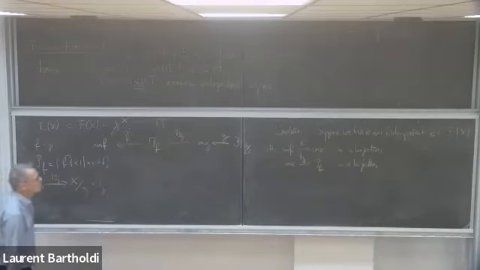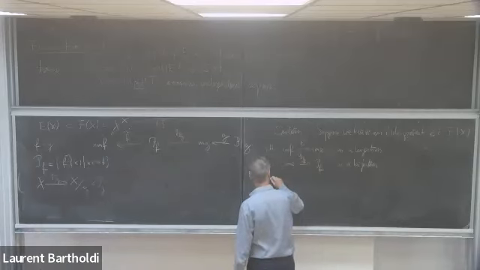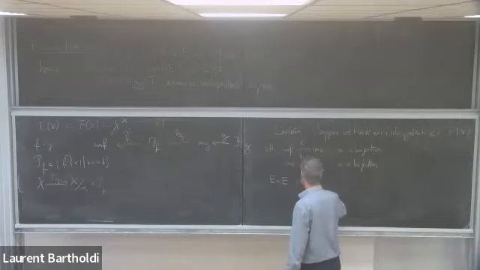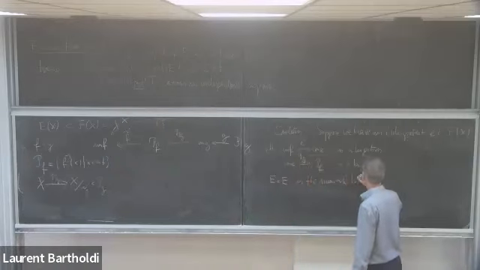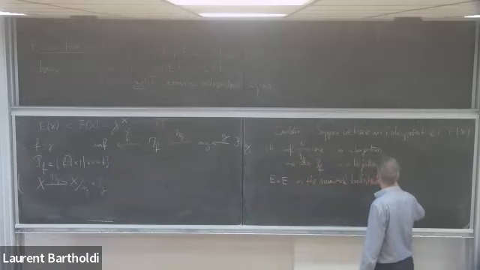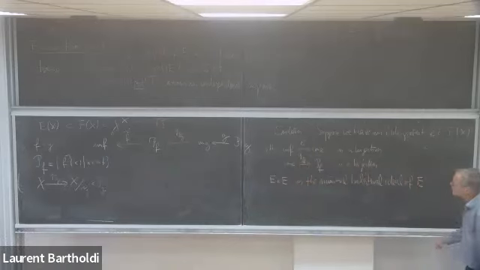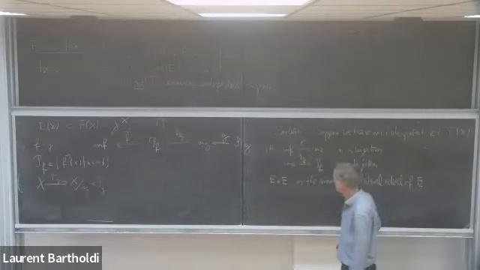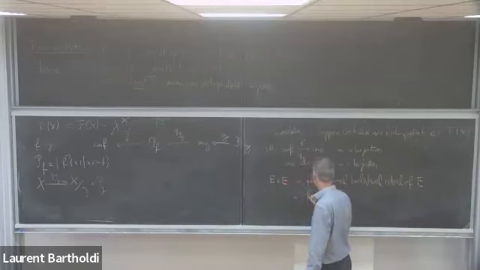Okay. And so you find that E in E is the minimal bilateral ideal of E. So it contains all F in E, which satisfy these properties.